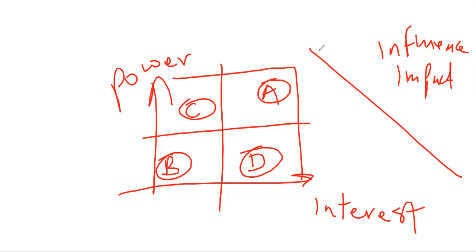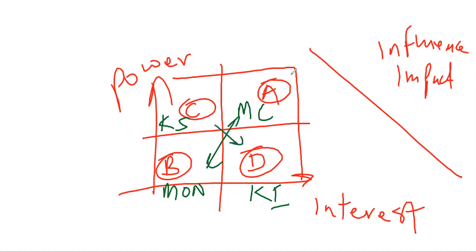Now, there are different strategies for each of these stakeholders. For these in column A, you want to manage closely. For those in column B, you want to monitor. For those in C, you want to keep satisfied. And for those in D, you want to keep informed. So you notice the M's are diagonal and the K's are diagonal, okay? But that's not the end of the story.